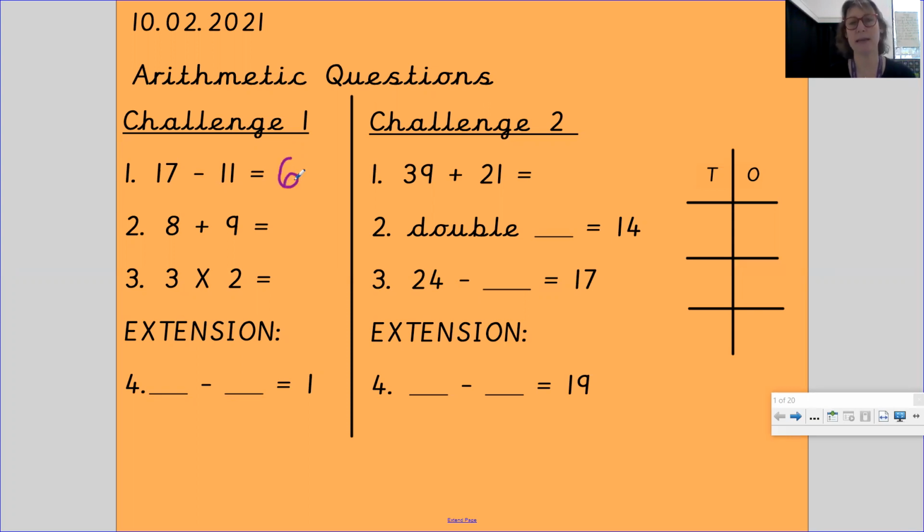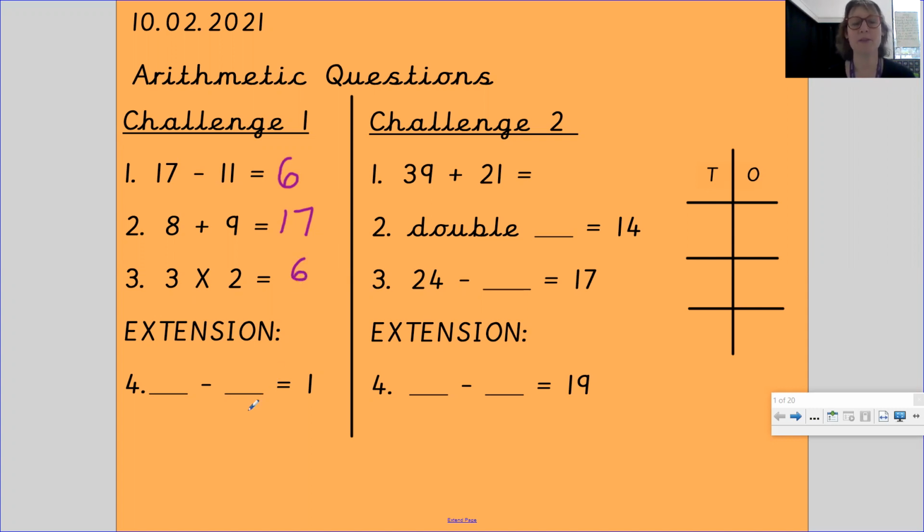8 add 9. I'm going to do this one on my fingers. I'm going to put the 8 in my head, the 9 on my fingers. 8, 9, 10, 11, 12, 13, 14, 15, 16, 17. 3 times 2. So 3 lots of 2. 2, 4, 6.